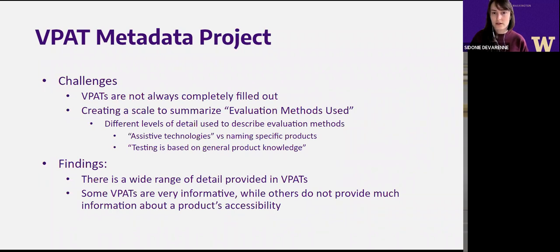We encountered some challenges collecting this metadata. We found that many VPATs are not actually filled out completely. Also, sometimes it was hard to use the scale to summarize the evaluation methods used because the different vendors have different levels of detail used to describe the evaluation methods. For example, they might just say that they used assistive technologies versus naming specific products, or that testing is based on general product knowledge, which is very vague, and we would probably say that's minimal. Ultimately, we found a range of detail provided in VPATs. Some indicated a thorough assessment of their product, while others didn't really tell us much.